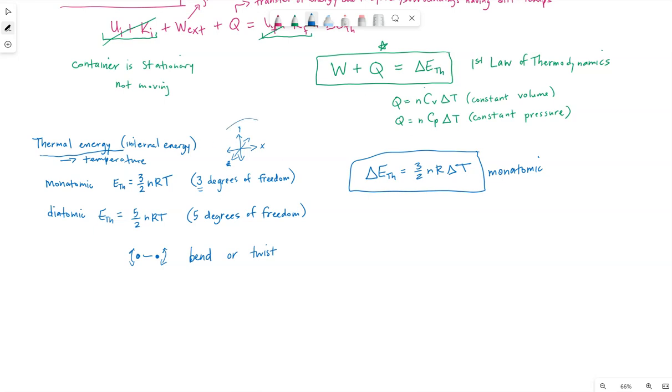So they have the 3 degrees of freedom because of XYZ motion, but then they have 2 more degrees of freedom because of how they can move around their bonds. So we end up with the 5/2 nRT. So delta E thermal, the change in thermal energy for a diatomic gas, will be 5/2 nR delta T.